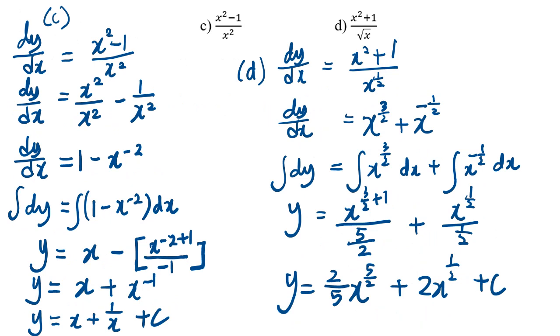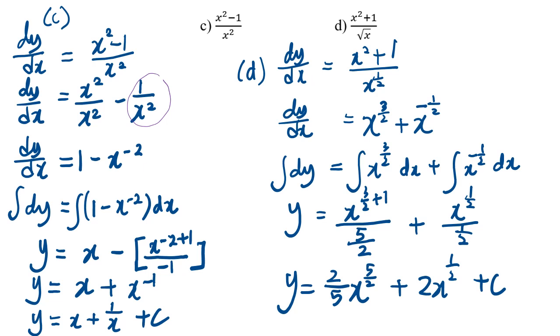For part C, it's a bit challenging. You will have to separate the algebraic fraction into 2 fractions. So it's x squared over x squared minus 1 over x squared. x squared over x squared actually gives you 1. It's just like 2 divided by 2 is 1, 3 divided by 3 is 1. So x squared divided by x squared gives you 1. And here, you write it as a negative index: x to the power of negative 2.